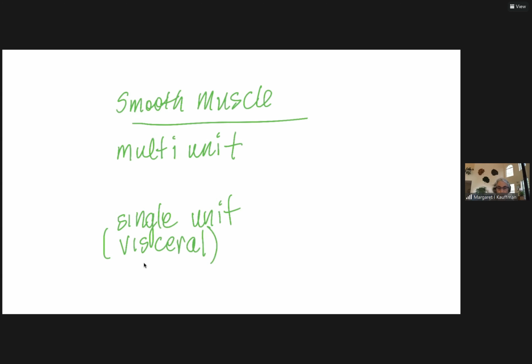We won't see single unit for a while, because it's mostly when we get to the digestive system, and that's pretty much it. I mean, there is some in the reproductive system too, but it lines hollow organs. The multi-unit, the vast majority of the multi-unit lines blood vessels. So most of it is found in blood vessels.